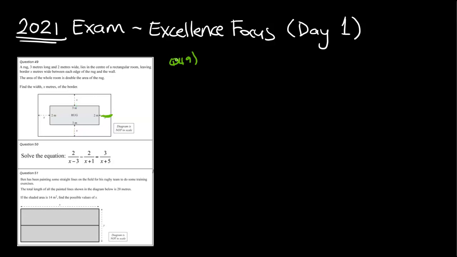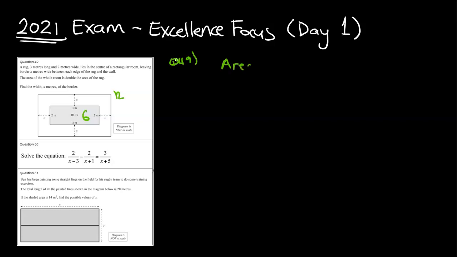And we've got the whole area of the room is double the area of the rug. So that'll be quite interesting. So the area of the rug is 6, which means the whole room will be 12. And that's meters squared. And we've been asked to find the area of the border. So this one here is actually going to be quite nice, I think, for us.